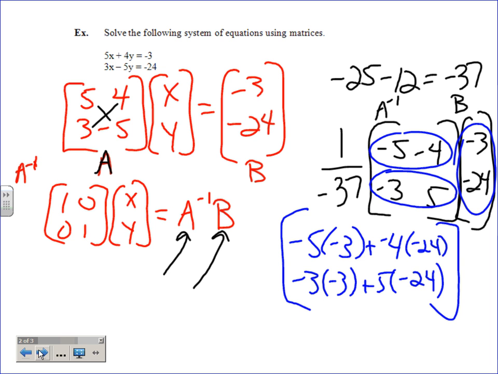Is it all right for me to erase this matrix equation down here? Everybody kind of understands where that's coming from? I think.